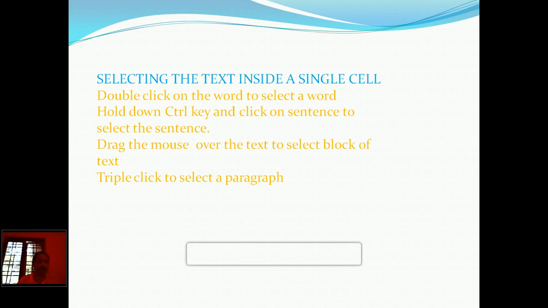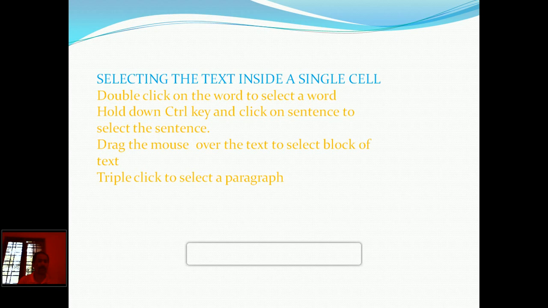Now, in the cell, more than one sentence can be there. If you want to select only one particular sentence, just hold down the control key and click on the sentence to select it. Hold down the control key and just click anywhere on the particular sentence.